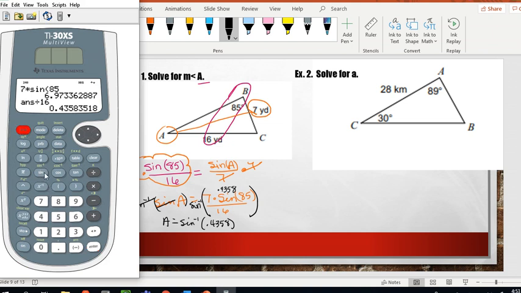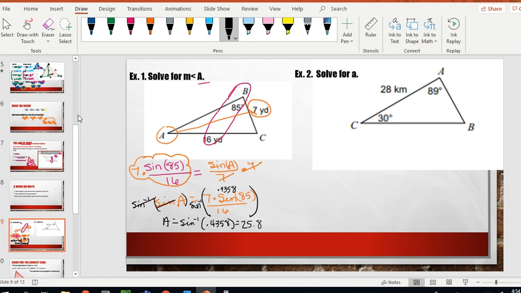I'm going to do that, except I'm going to do second sine inverse. Okay, so I'm ready. I could type in that number 0.4358, but do you see it sitting there on the previous line? So I'm going to do second answer, enter. It pulled that number in there for me, and I didn't have to type it all in. So it's 25.8. There's my answer, and it is in degrees, 25.8 degrees. So I just found the measure of angle A is 25.8 degrees. This is my answer.